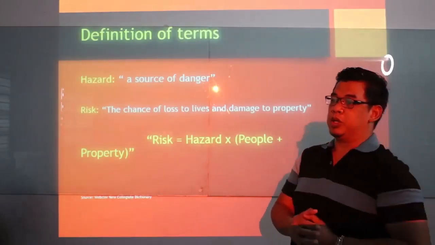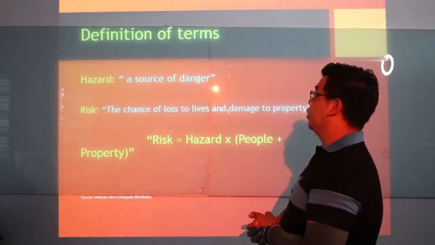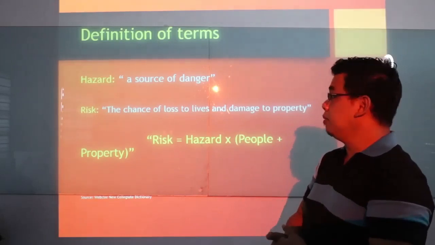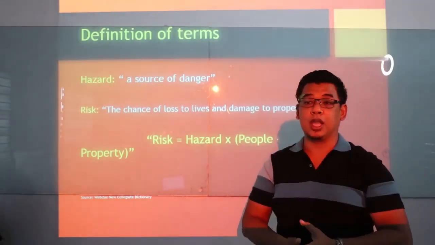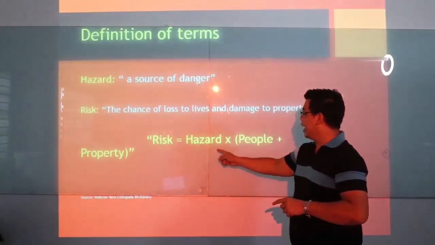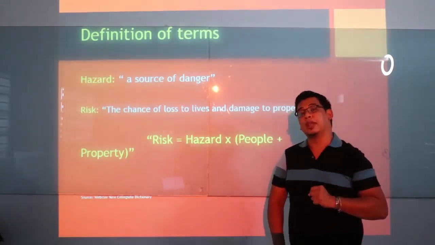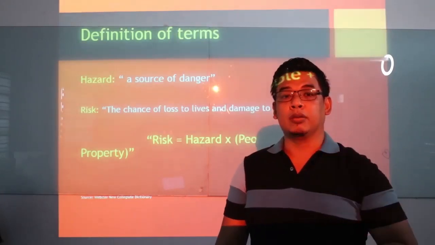Now, here are a couple of definition terms. Number 1 is what we call hazards. Hazards pertain to a source of danger, right? And then the risk. The term risk is what we call a chance of loss of lives and damage to property. Now, here are the sets of formula. Number 1, risk is equal to hazard times people and property. This is related to disaster that may occur anytime, anywhere.